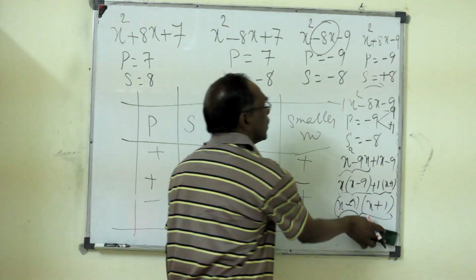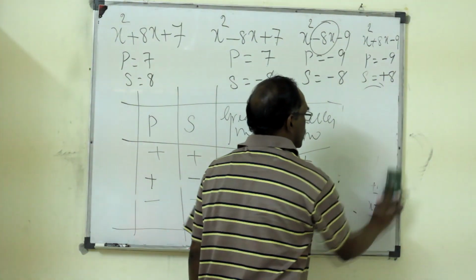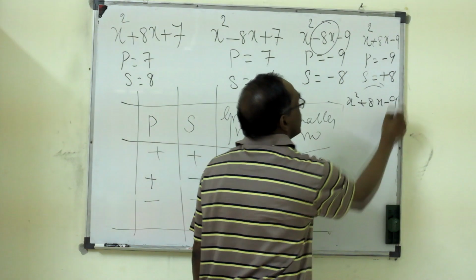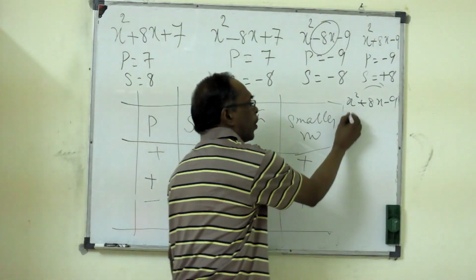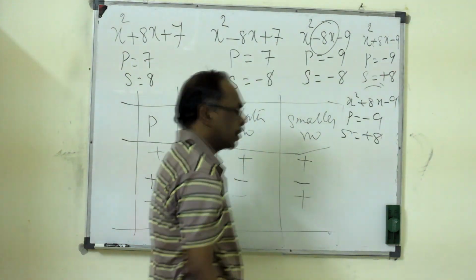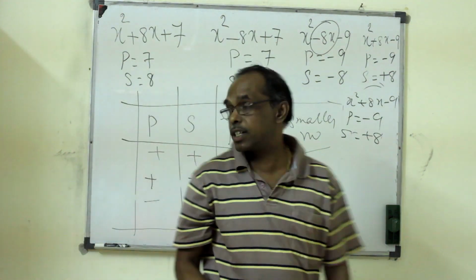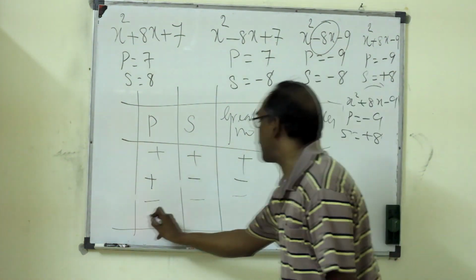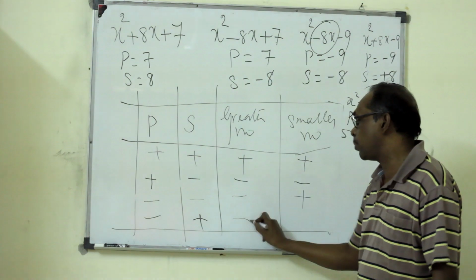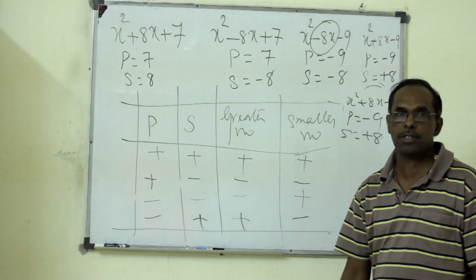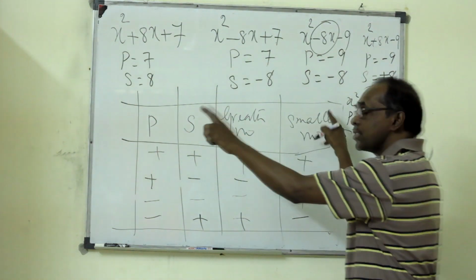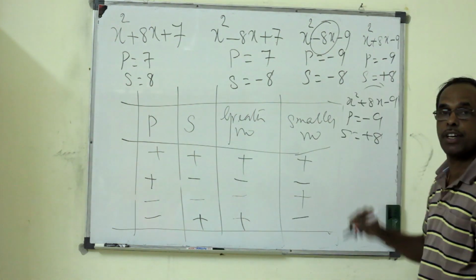Now the final one is the last part. It is the fourth case, x square plus 8x minus 9. Here what is the product? Product is minus 9, sum is plus 8. So here we just come to the table now. What is the table? Product is minus, sum is plus. In that case, the greater number will be plus and the smaller number will be minus. The greater number is plus and the smaller number is minus. So if you remember this table, it is very easy to identify your signs.